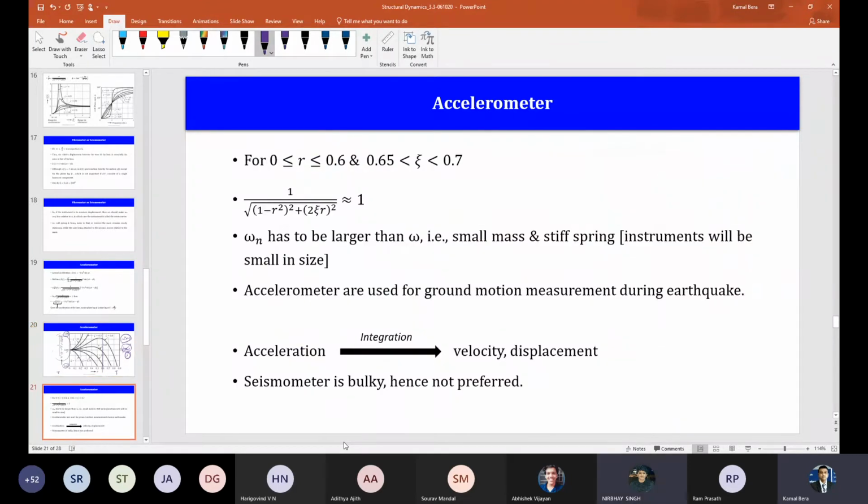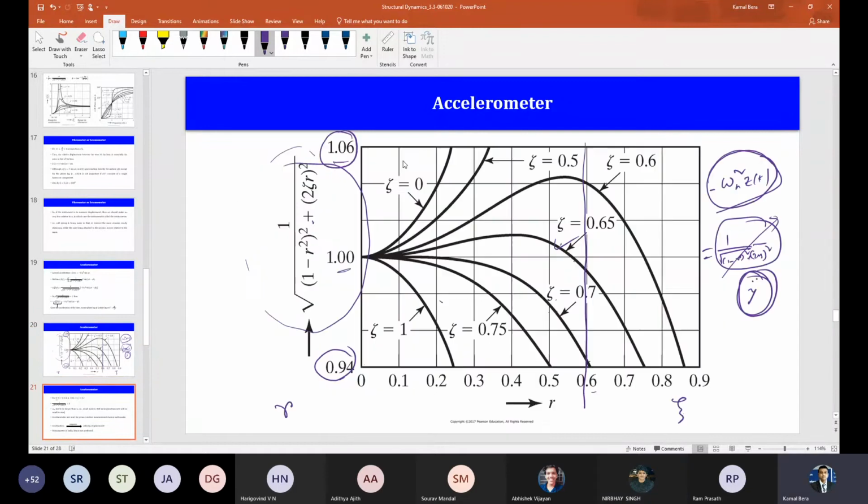Yes. Can you explain it once more from the graph? Graph or this expression? Yes, sir, like how you choose 0.6. No, first of all, you tell me, did you understand this expression or not? Yes, sir. My interest is to make this ratio, 1 by root over (1 minus r square) whole square plus (2 r zeta) whole square, equal to 1. Did you understand why my interest is to make this ratio 1?